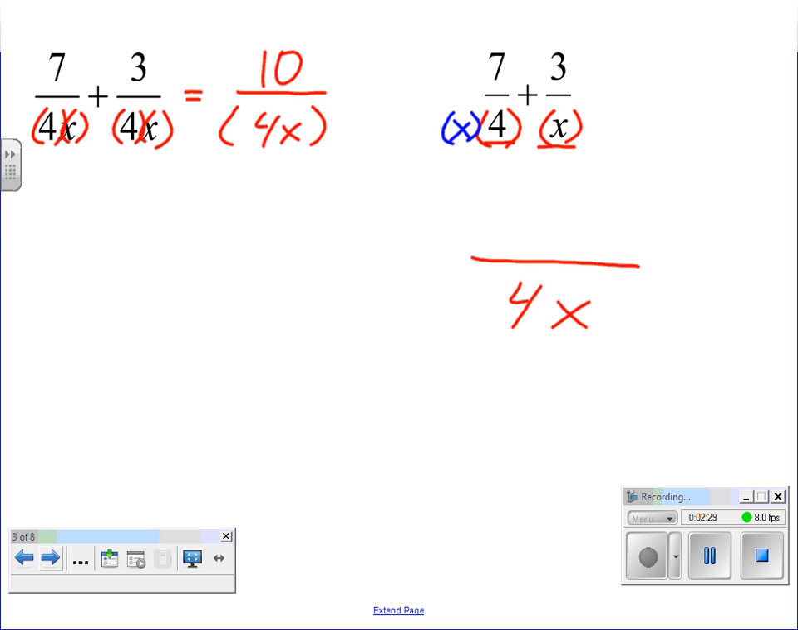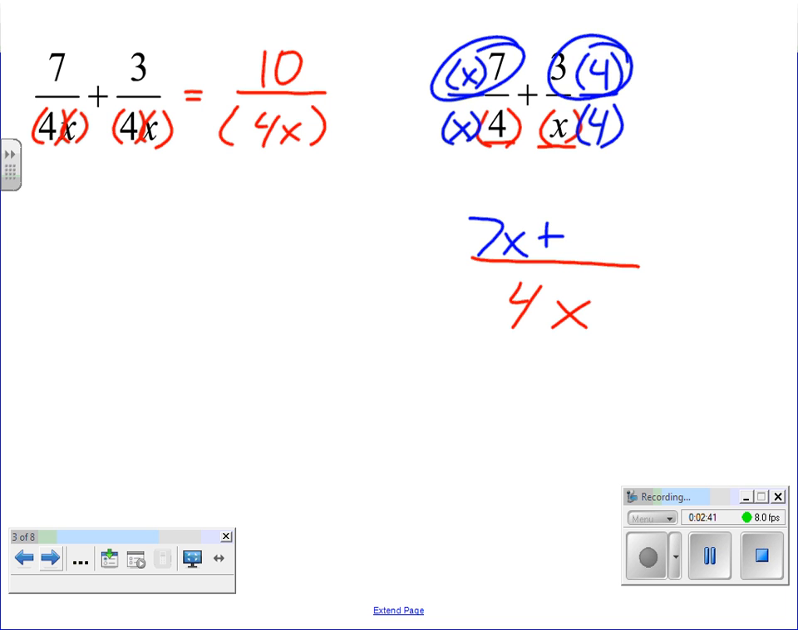We're missing an x. So let's add it top and bottom. Over here, we're missing a 4. Add it top and bottom. Okay, and again, I like to use parentheses just to show what's going on. So here, that's 7x plus 3 and 4 make 12. Okay, and again, that's our now combined fraction. Okay, so those are the elements we're looking for.